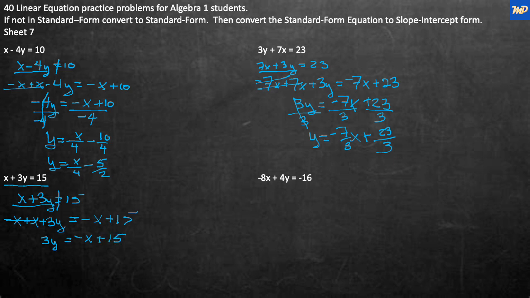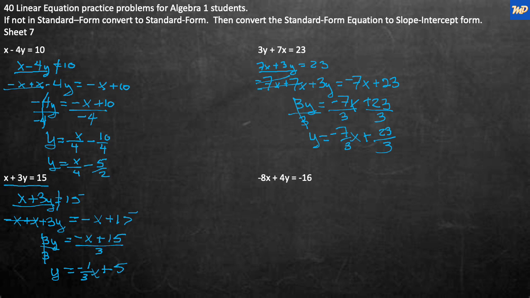We have to get rid of the 3 with the y because we need a singular positive y. So in order to do that, we're going to divide each side by 3. When we do that, the 3's will cancel. We end up with y equals negative 1/3 x and plus 15 divided by 3 is 5.